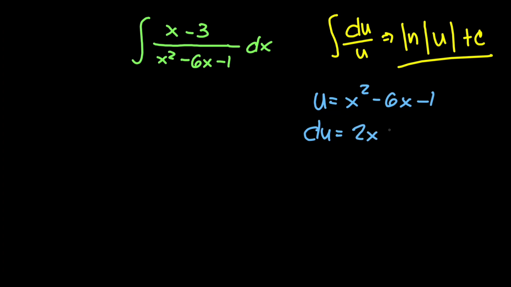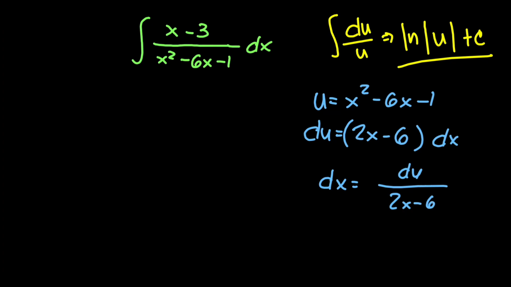The derivative of 6x would be equal to simply 6. And the derivative of negative 1 is simply 0. And so multiply this by dx. dx right here would be equal to du over 2x minus 6. Actually, we can factor this out. So dx right here would be equal to du over, factoring this, 2 multiplied by x minus 3, which coincidentally matches this numerator for simplification by cancellation.